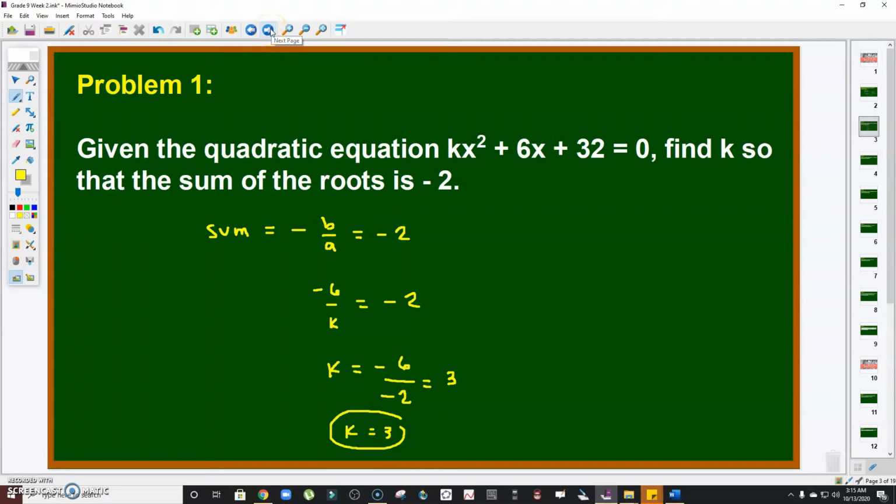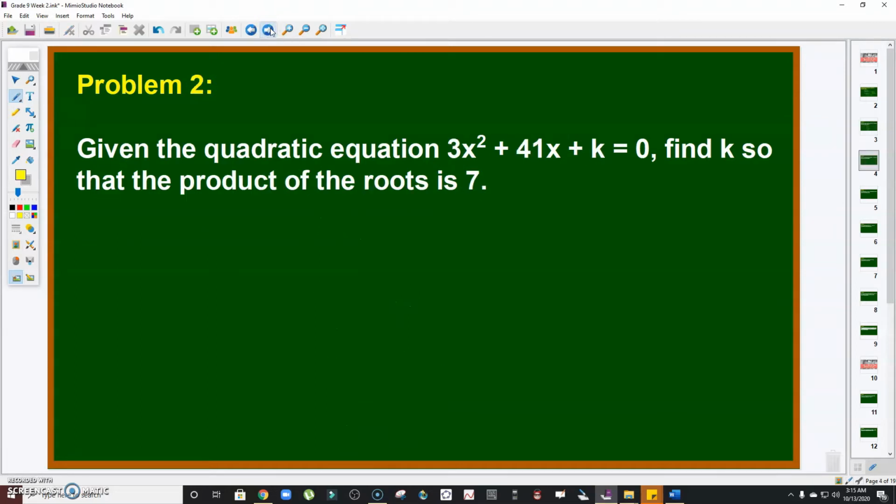Okay, next, problem number 2. Given the quadratic equation 3x squared plus 41x plus k equals 0, find k so that the product of the roots is 7. This time, it's the product.